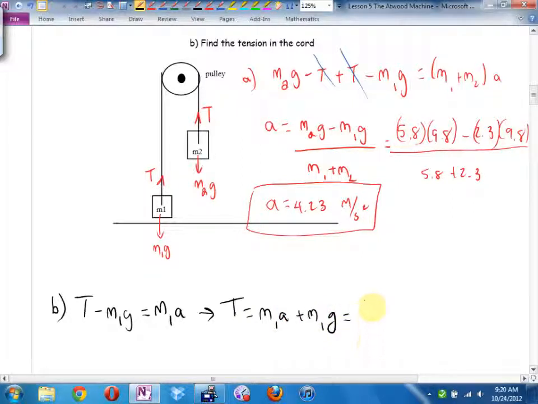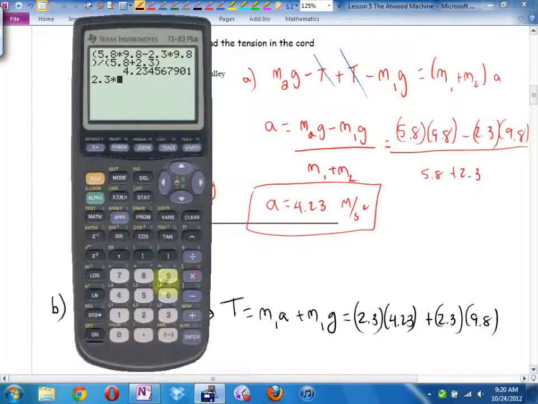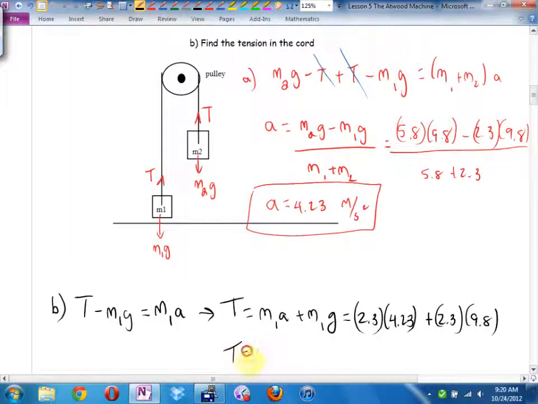What was mass 1? 2.3. What was A? I'll write 4.23, but I'll use the value that's on my calculator. Plus 2.3 times 9.8. 32.3? 32.3 what? Newtons.